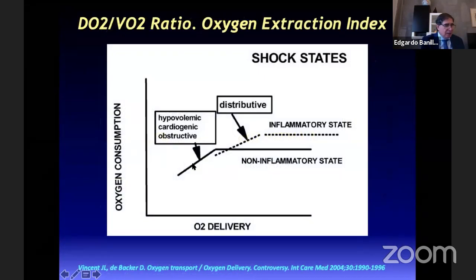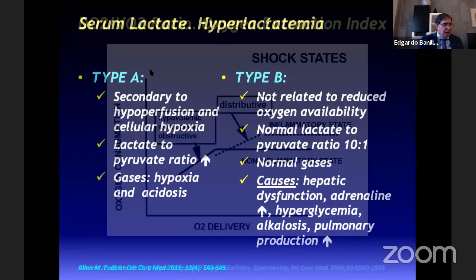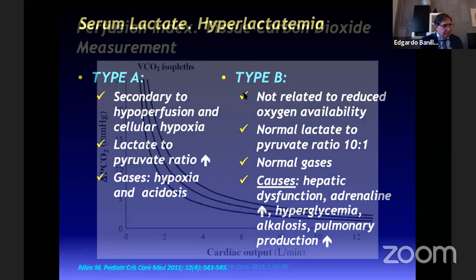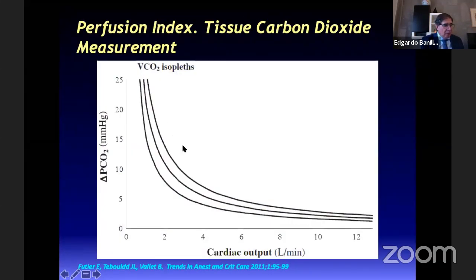In this image, we can appreciate that during distributive shock, there is a greater oxygen extraction and an early critical DO2 point. Hyperlactatemia can be type A secondary to hypoperfusion and cellular hypoxia, and type B not related to hypoxia. PCO2 gap increases during anaerobic conditions and low flow conditions.